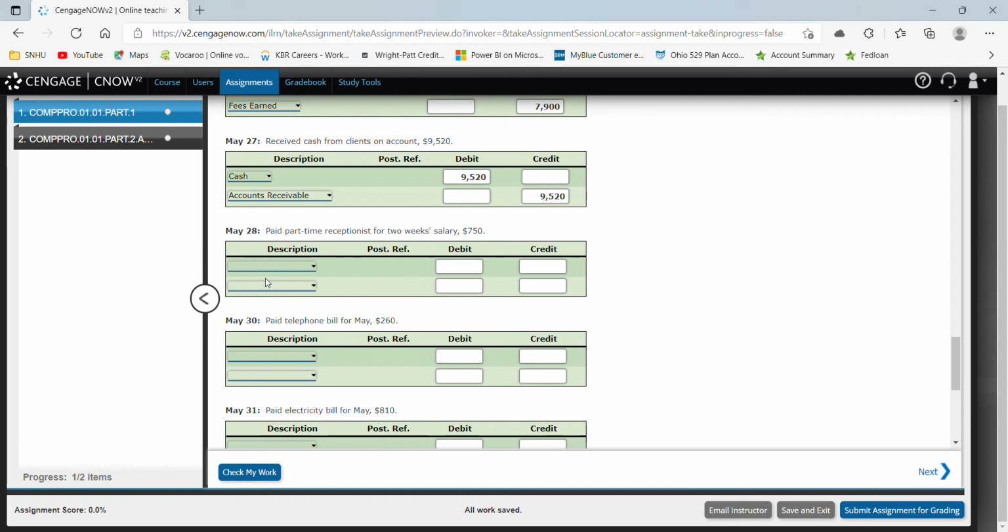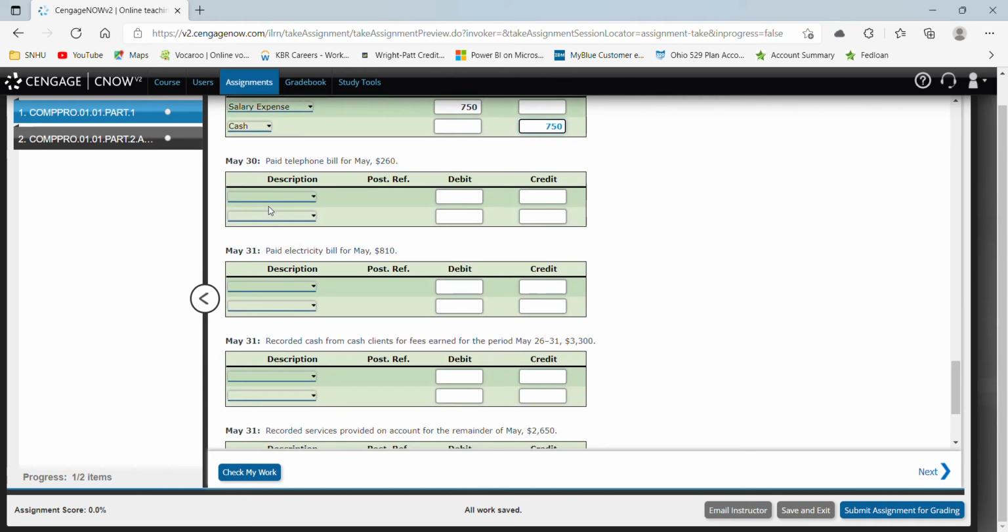But let's move on to May 28th. We have another salary expense transaction, and this one's pretty clean. We have salaries expense, and we're going to pay cash, and so that's going to be a credit. Reduce our cash.